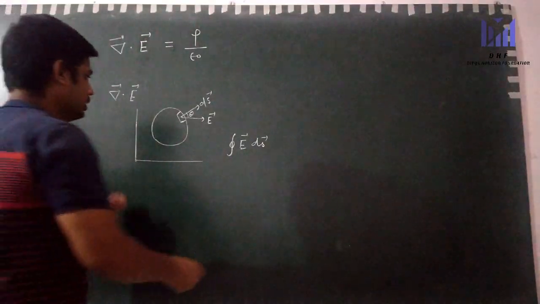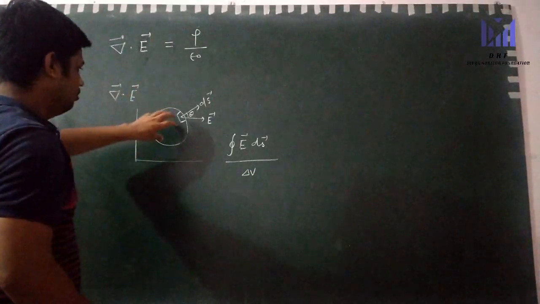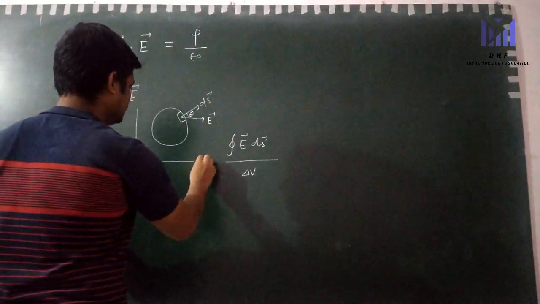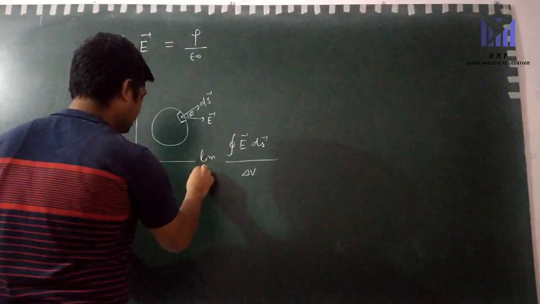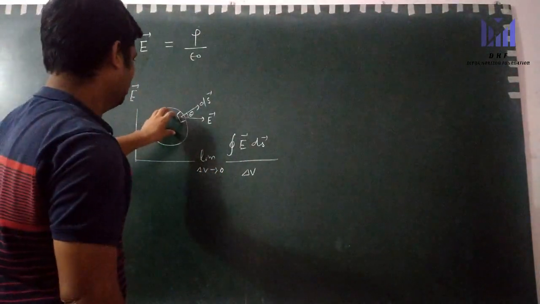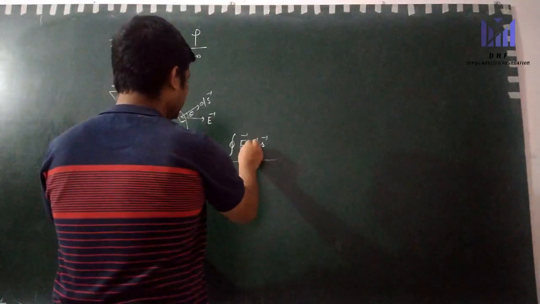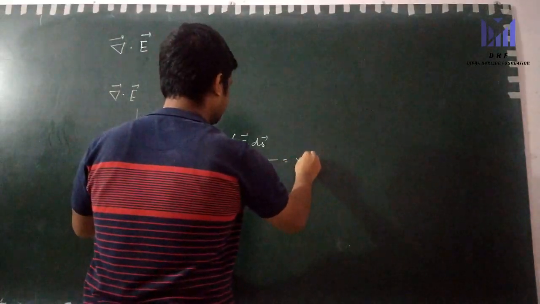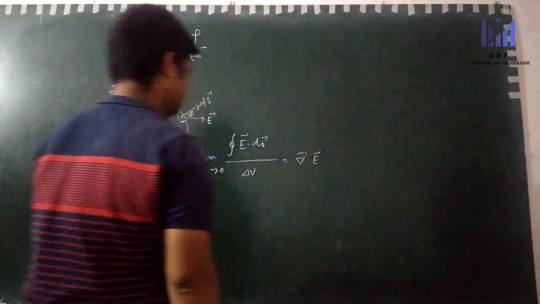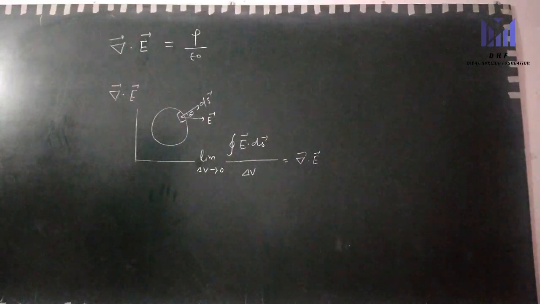Okay, then we divide by the volume del V, the volume which is bounded by this closed surface, and then we put a limit that del V tends to 0, meaning the volume we considered is very small. Then the term we get is called the divergence of electric field at that point. Okay, so this is the mathematical meaning of divergence of an electric field.